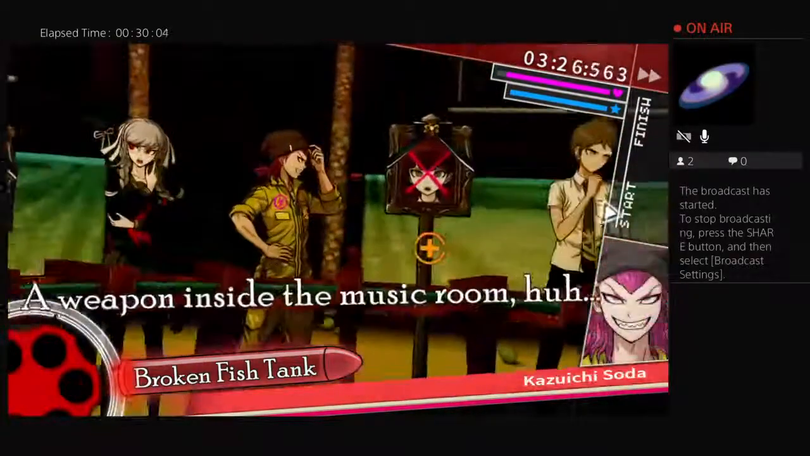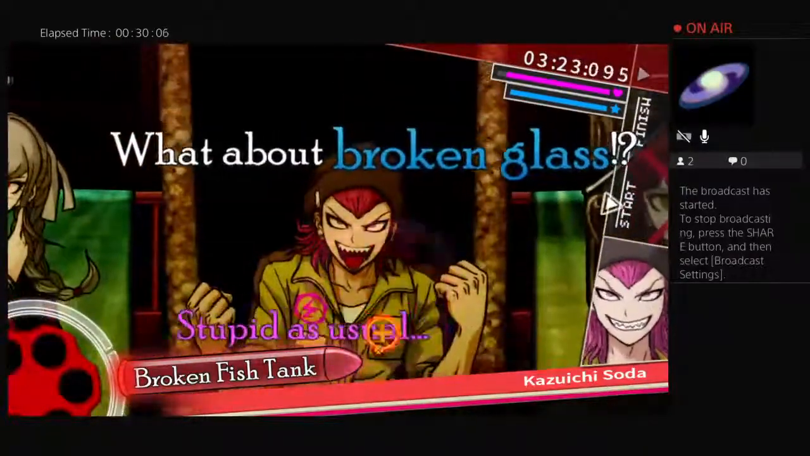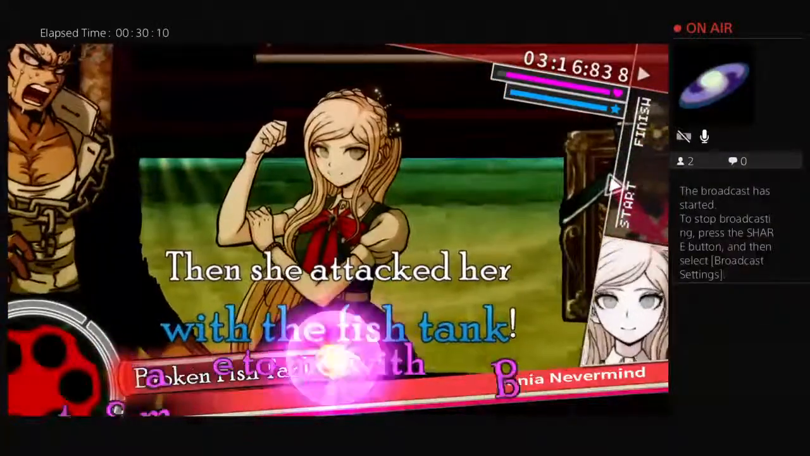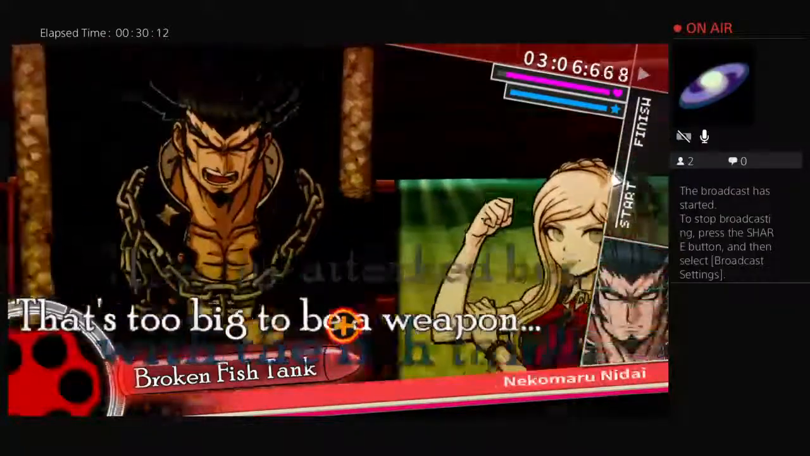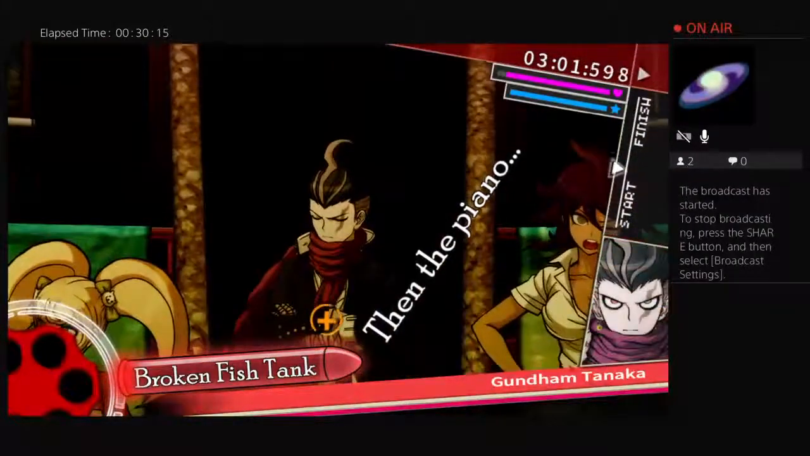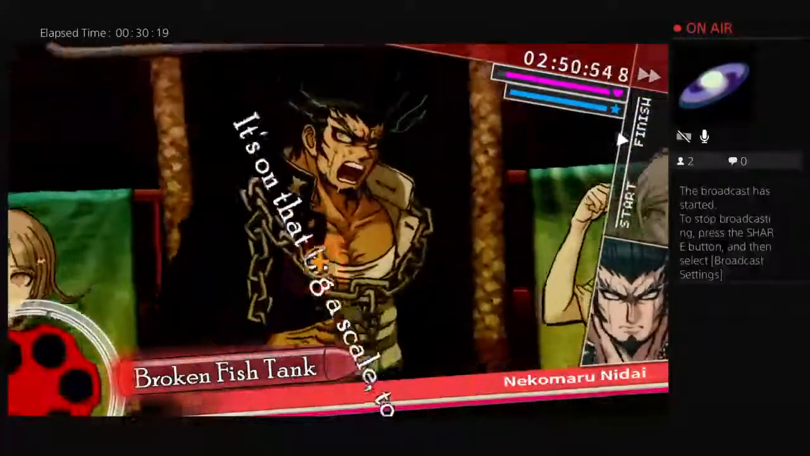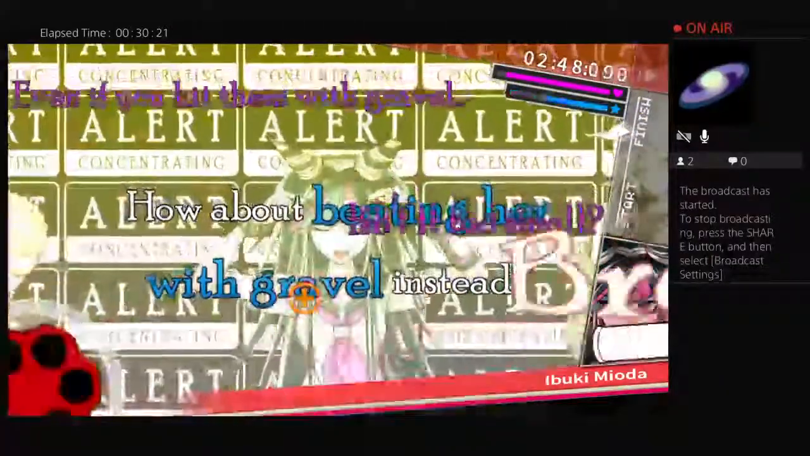A weapon inside the music room, huh? What about broken glass? Isn't the cause of death a blow to the head? Think you attacked her with the fish tank. That's too big to be a weapon. Then the piano. Why are you going even bigger? The investigation conducts universal chaos. It's on that big a scale, too? How about beating her with gravel instead?